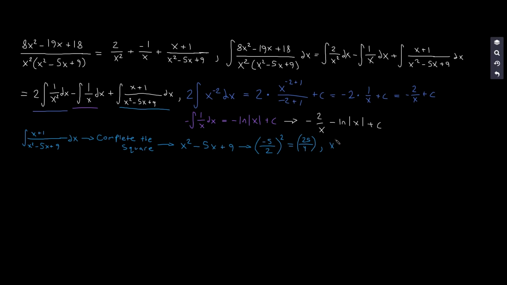So we have x squared minus 5x. Then we have to plus and minus it. So plus, so what, 25 over 4, plus that 9, minus 25 over 4.